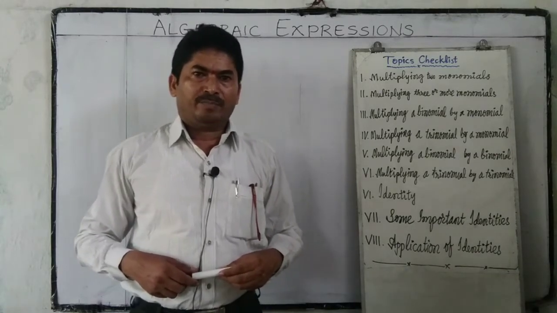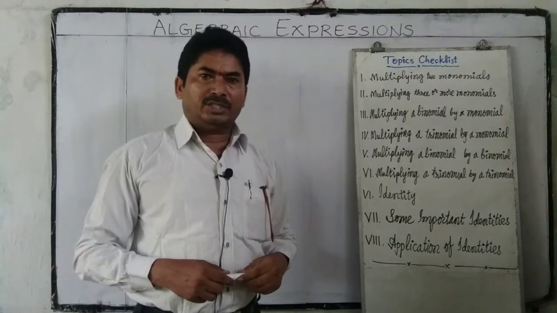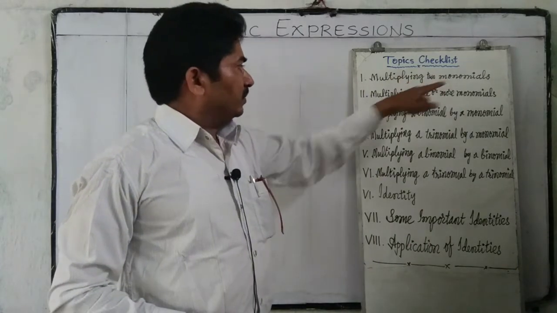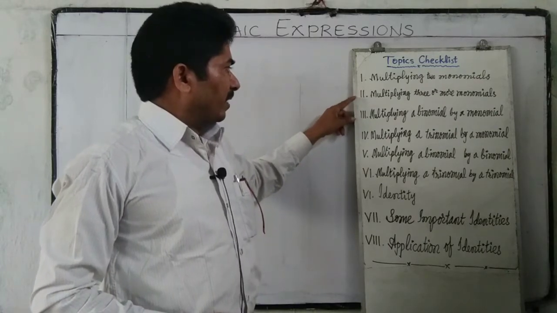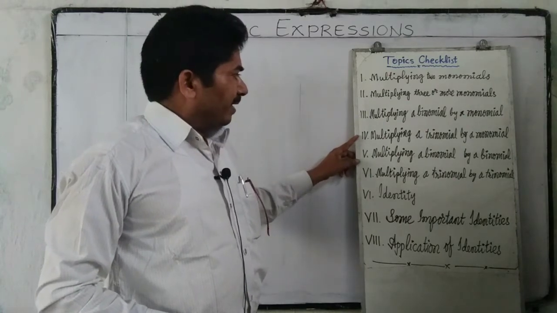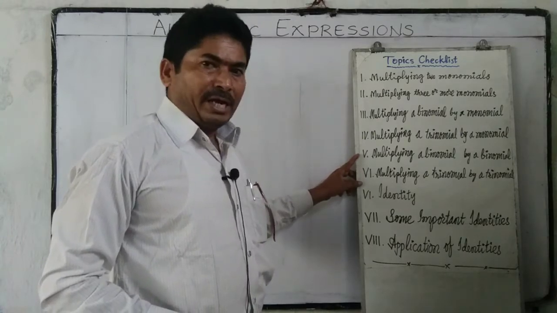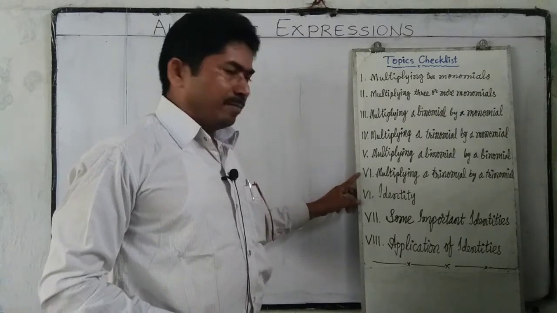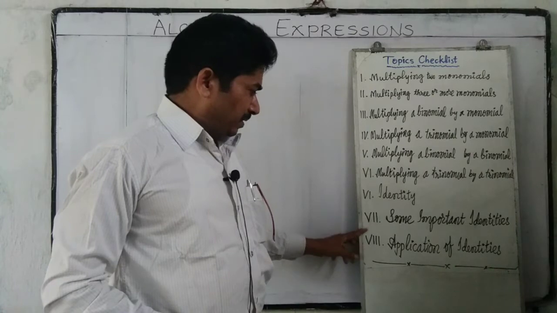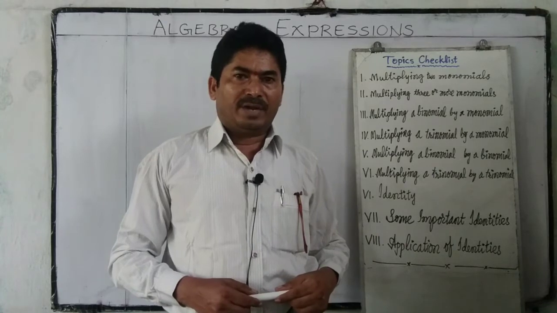Friends, in this video, I would like to teach you algebraic expressions. In this topic, we are going to learn multiplying two monomials, multiplying three or more monomials, multiplying a binomial by a monomial, multiplying a trinomial by a monomial, multiplying a binomial by a binomial, multiplying a trinomial by a trinomial, identity, some important identities, and application of identities. Let us learn one by one.